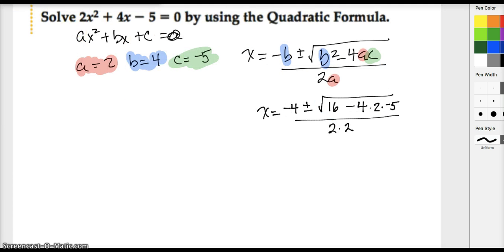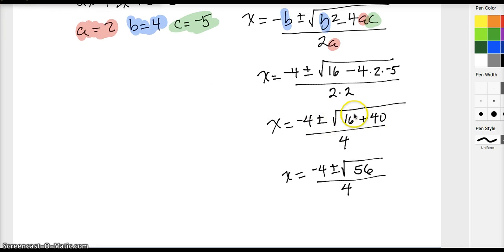So here we see that A is not 1 like it has been, so now we have a little bit more work to do, but not hard at all. We'll continue working through this, right? Multiply 4 times 2 times negative 5. We end up with a plus 40. Add it together. We get a positive 56.